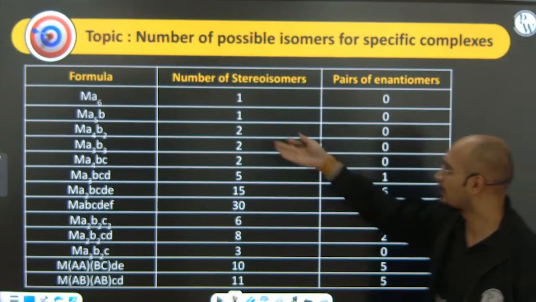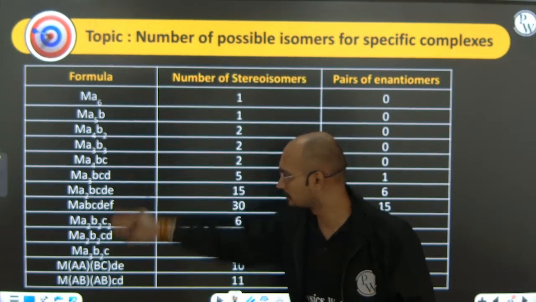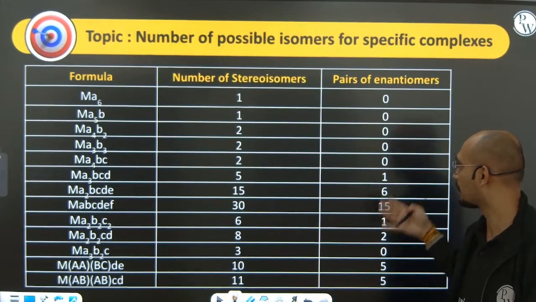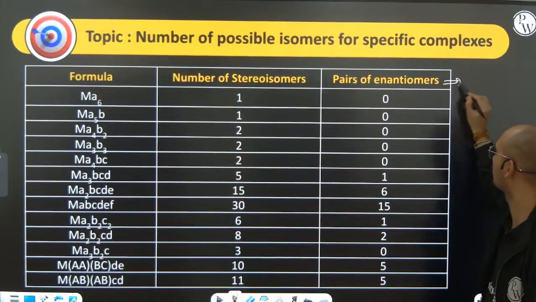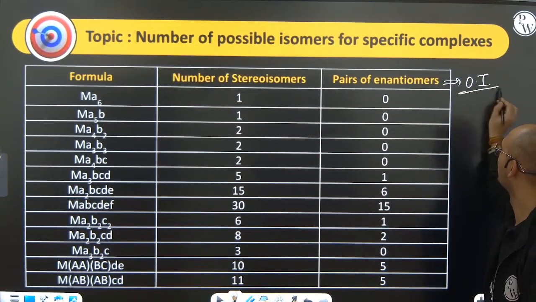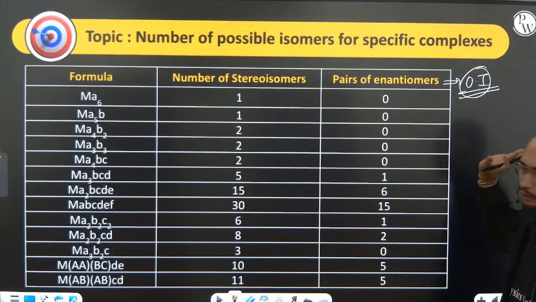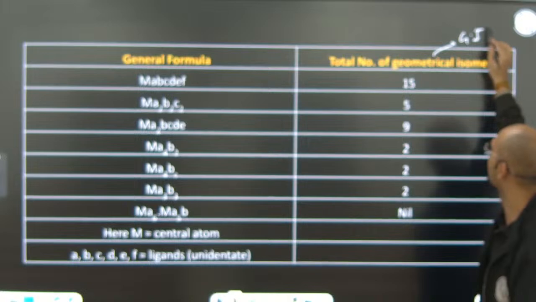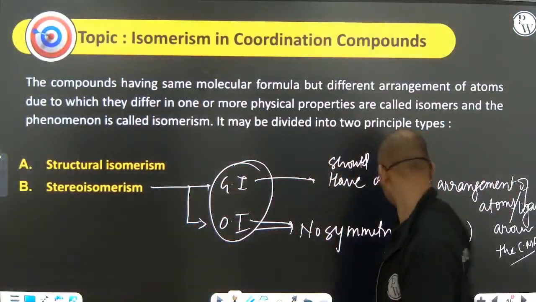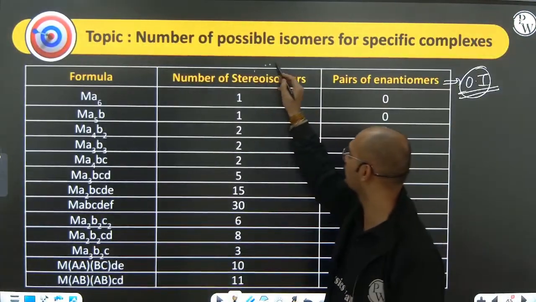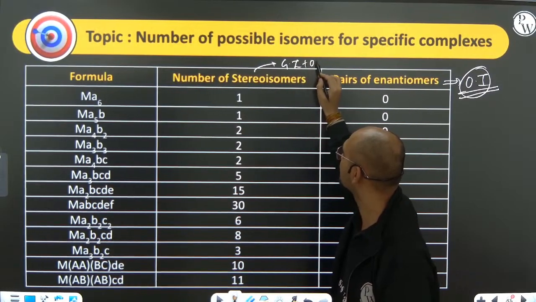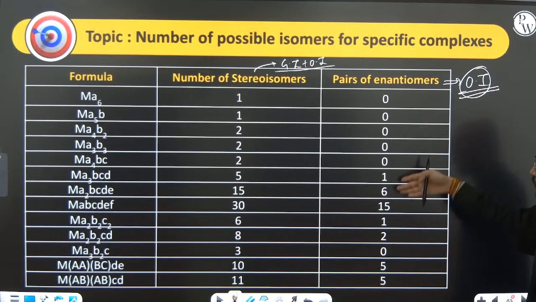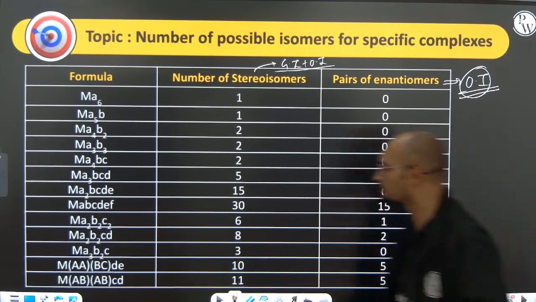Now again, there are all these types of complexes. What are the number of stereoisomers, and what is the pair of enantiomers? Pairs of enantiomers means it is talking about the optical isomers. Previously we have studied about geometrical isomers. Now the total number of stereoisomers is nothing but geometrical isomers plus optical isomers. Any doubt?